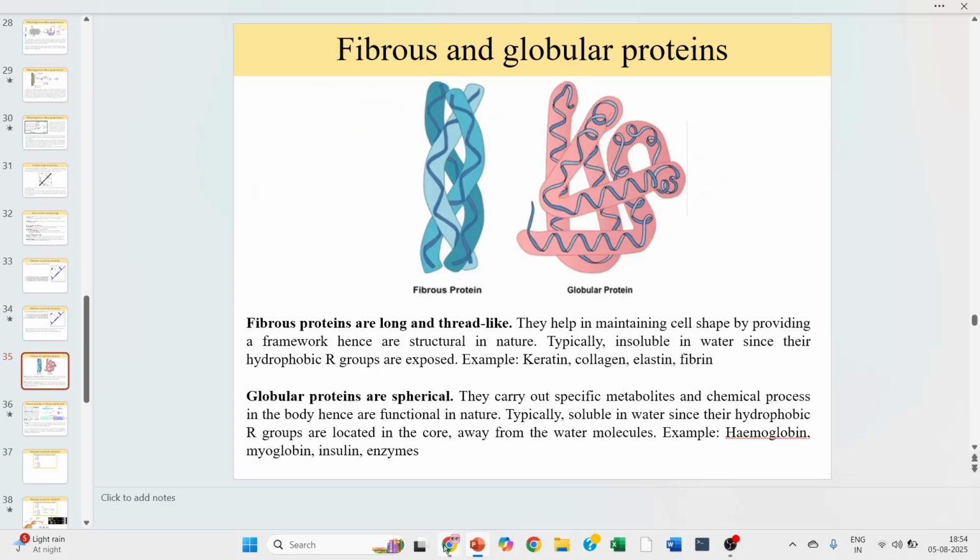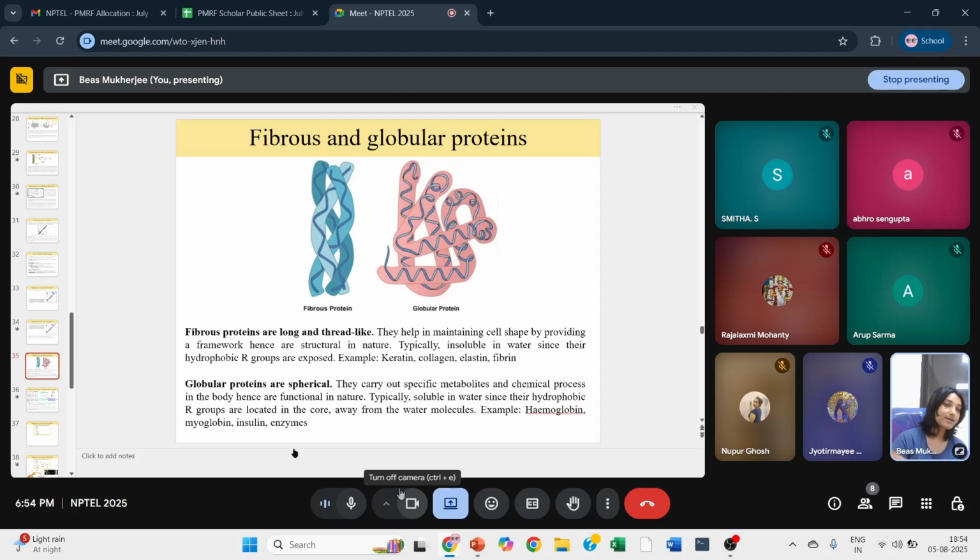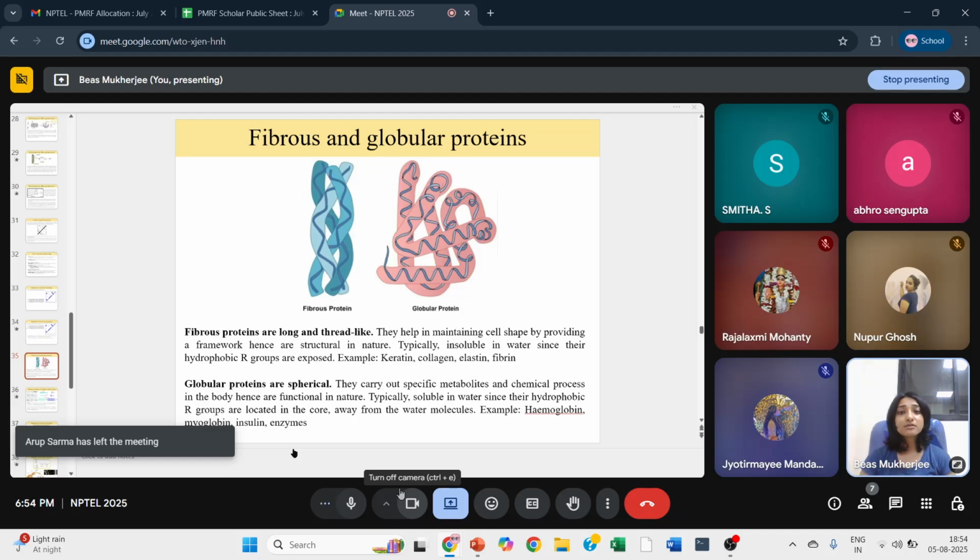Now we move on to something that you already have enough idea about. I'll not explain this in detail. You already know it. So fibrous and globular proteins: all the proteins that are soluble and spherical in shape are globular proteins. All the proteins that are not very soluble and are majorly made up of beta sheets are fibrous proteins. For example, hair keratin is a fibrous protein, right? Fibrous proteins are long and thread-like and insoluble in water. Examples: keratin, collagen, elastin, fibrin, etc. They provide a structural framework.